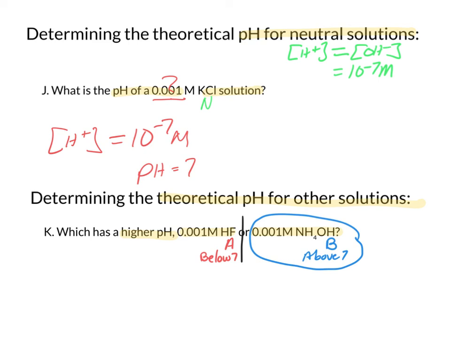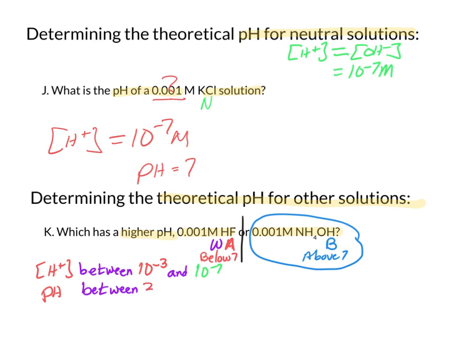Alright, so let's look at the HF first. Again, we're going to cut this into two pieces. We see that the HF is an acid, which tells us the hydrogen ion concentration directly. We see that it's weak, so it's going to be between two numbers. In this case, it's going to be between 10 to the negative 3, that's what it would have been if it was a strong acid, and 10 to the negative 7, which it would be if it were neutral. So it's between those two numbers. That means that the pH is between 3 and 7.